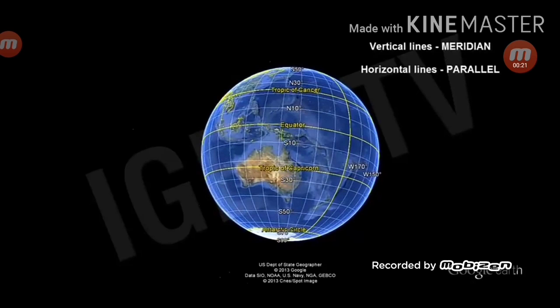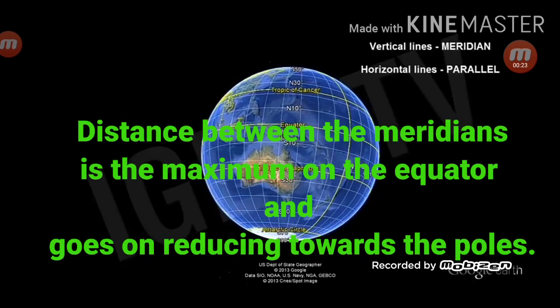Note that the distance between two adjacent parallels is the same everywhere, but the distance between two adjacent meridians is not the same everywhere. The distance between meridians is the maximum on the equator and goes on reducing towards the poles. At the poles, it is 0.